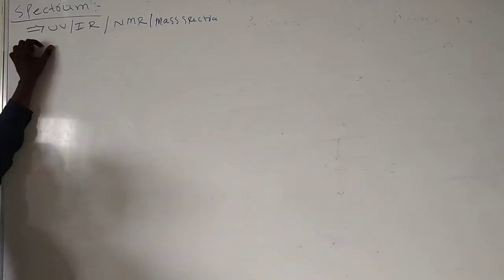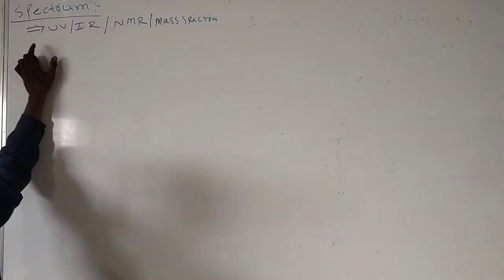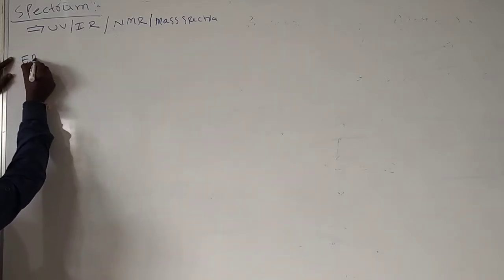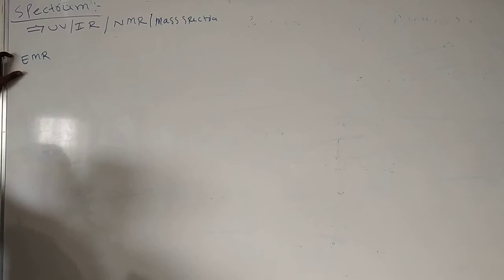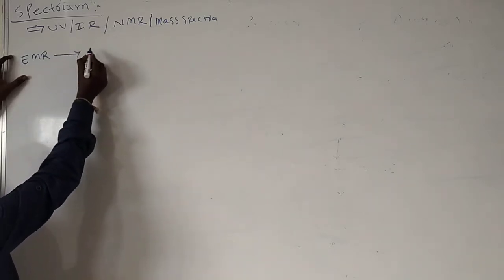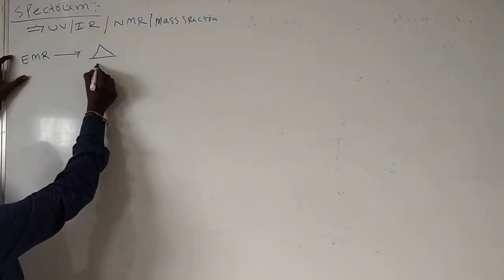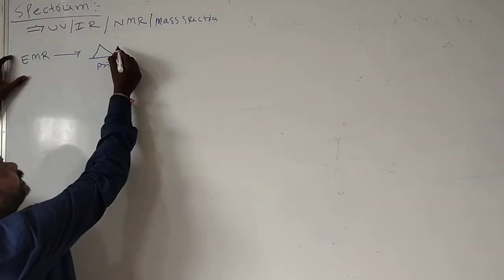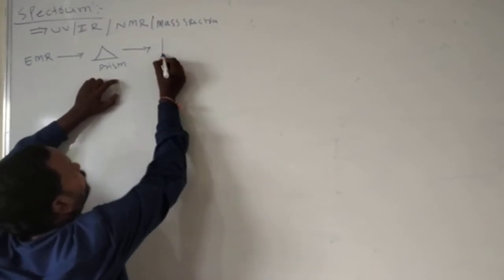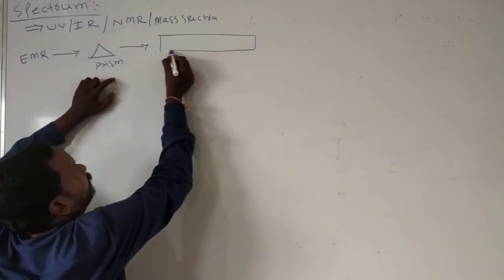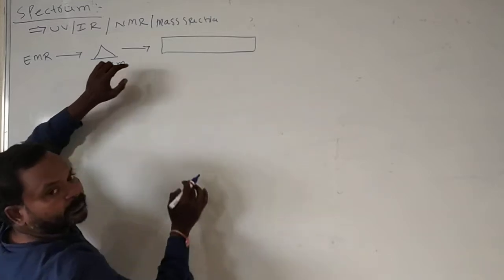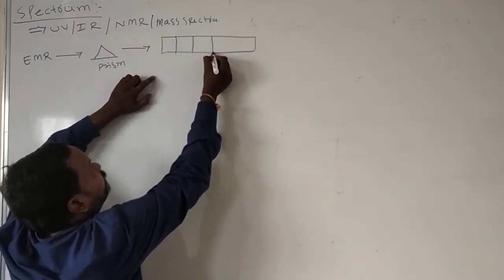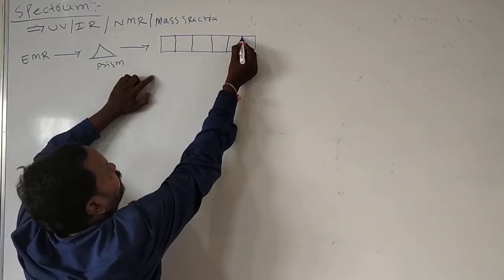What is the meaning of spectrum? When an electromagnetic radiation passes through a prism, here we get one picture with 7 colors.